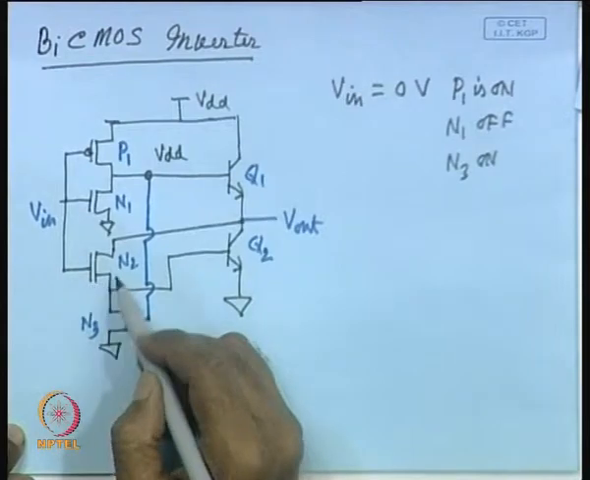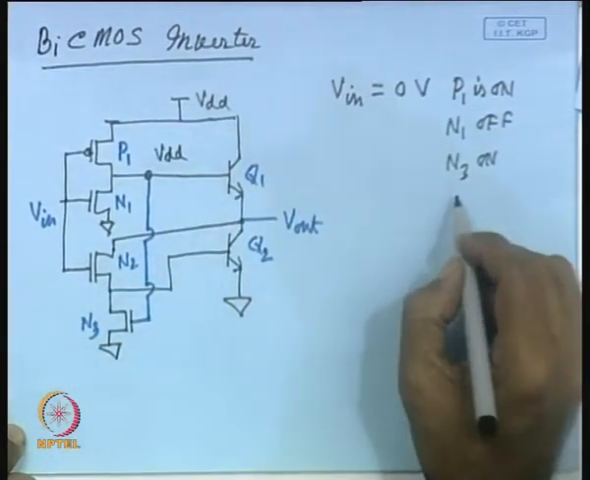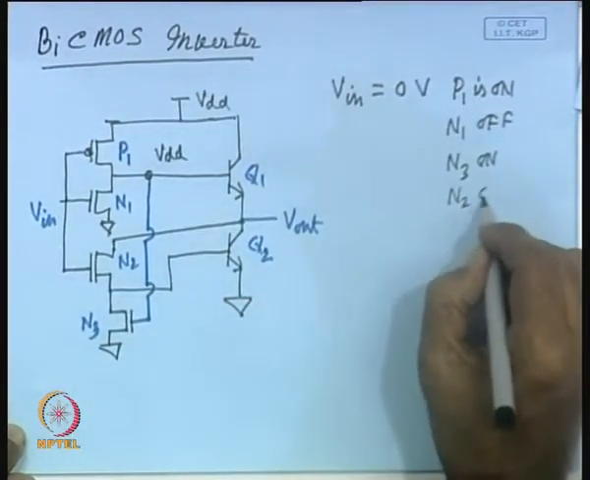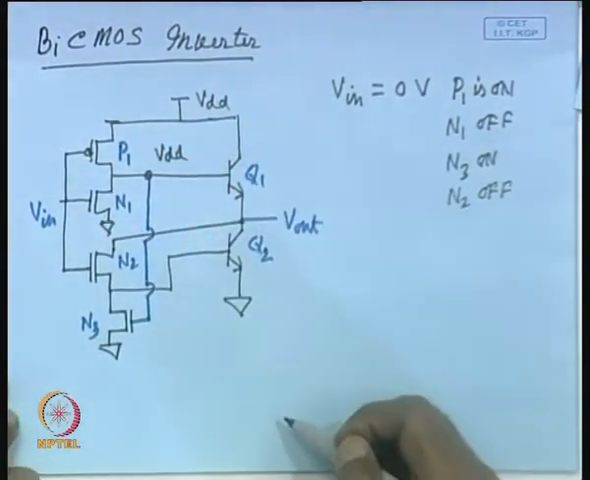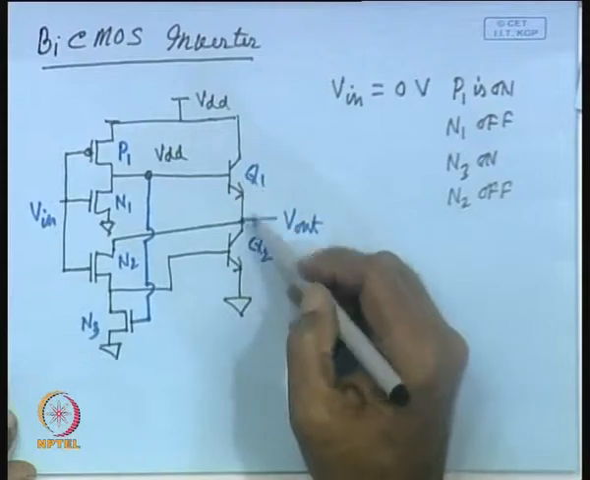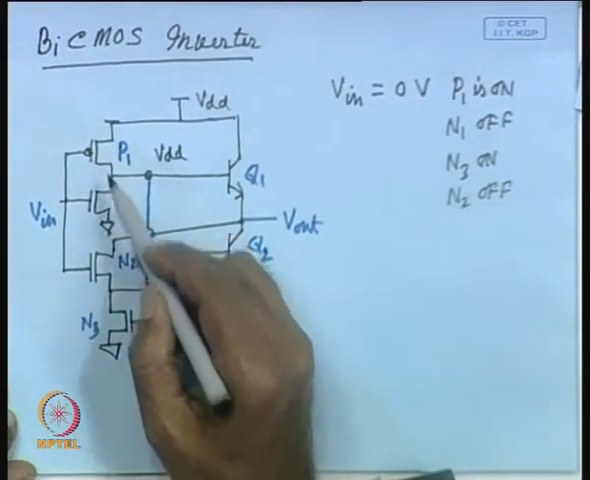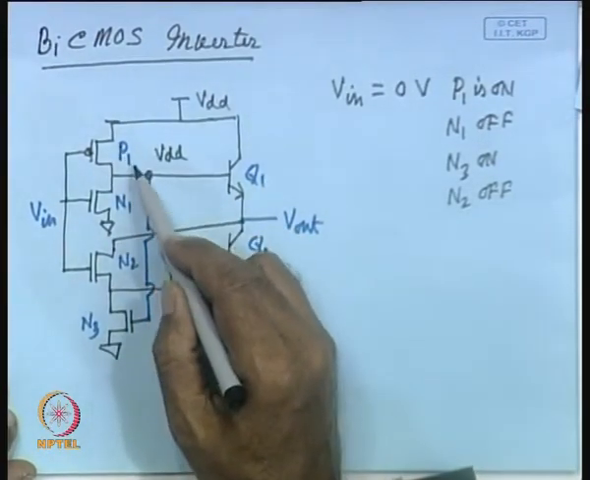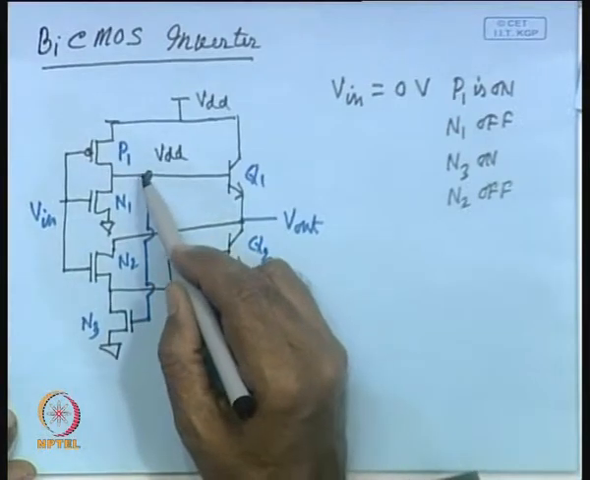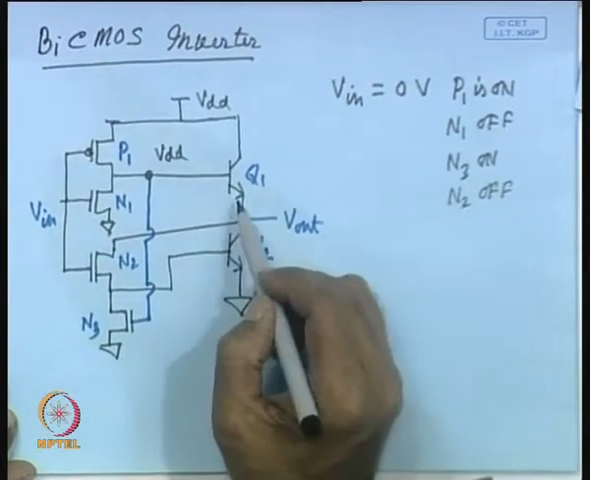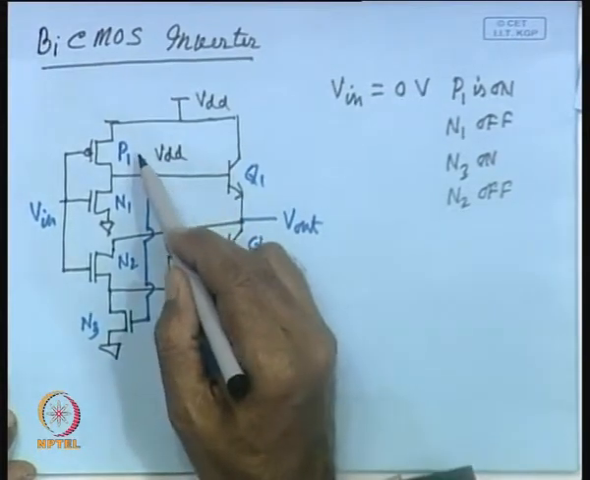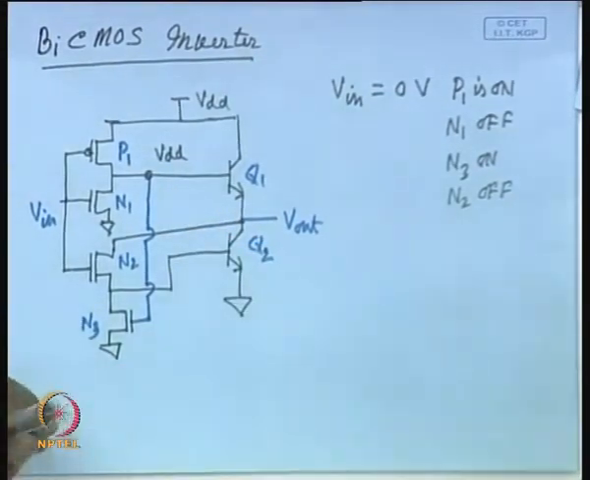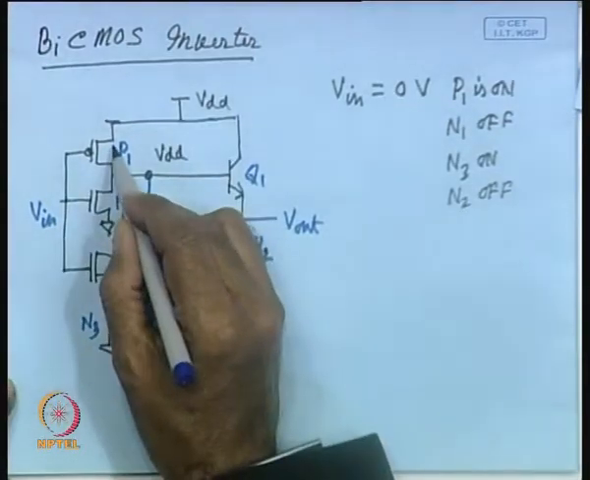What about this transistor? Since V in is equal to 0, N2 will be off. So, these are the states of these 4 transistors. Now, what about these 2 transistors? Since P1 is on, the drain current of this transistor will pass through this Q1 transistor, and as a consequence you can see here you will have a large base current.